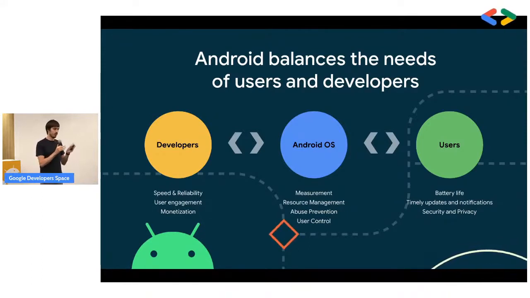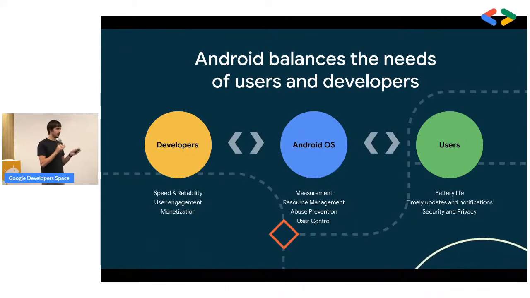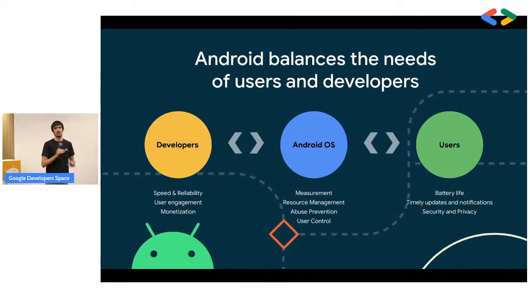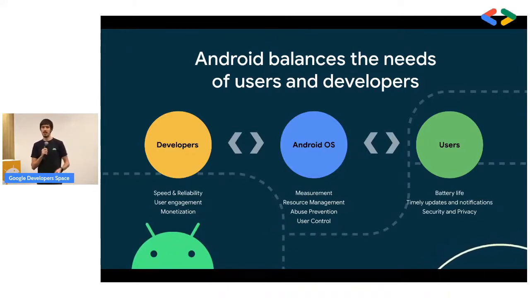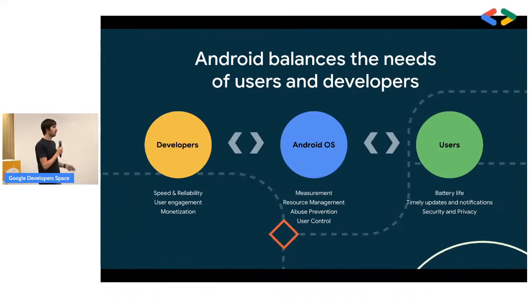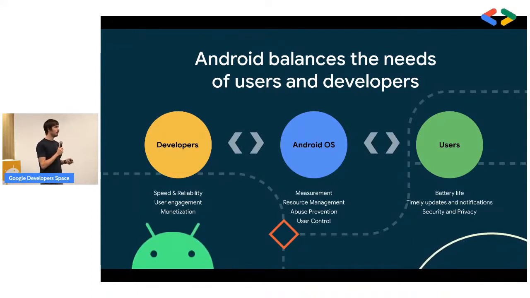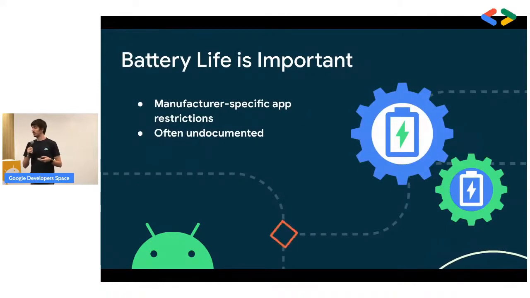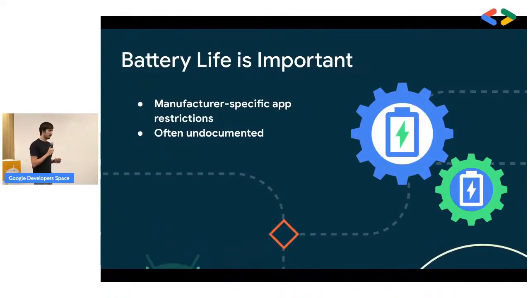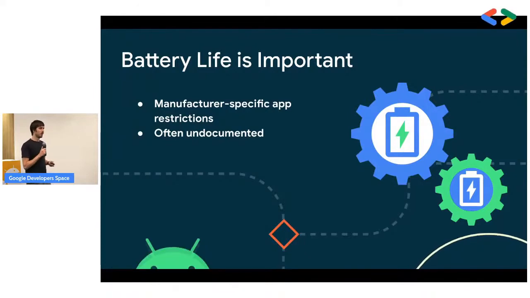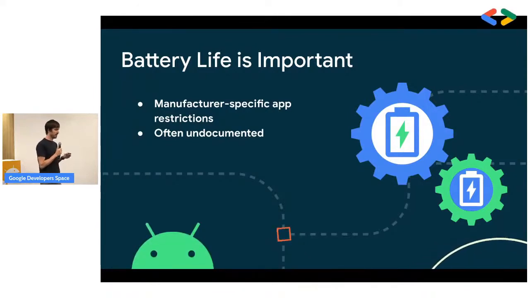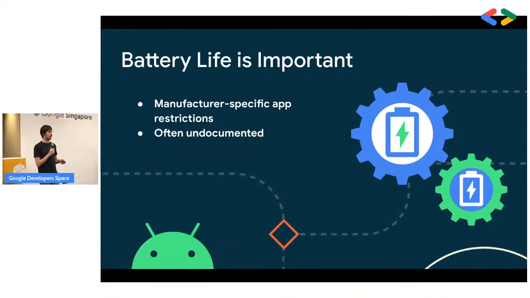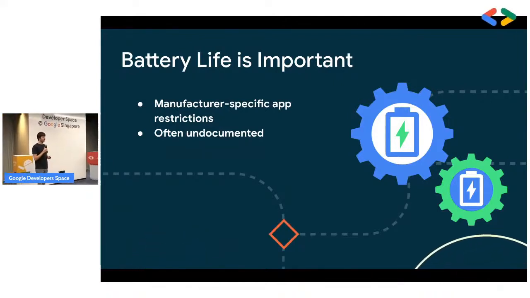So the Android OS falls in the middle and tries to balance the developer experience, but also the user experience. In the past, we have app restrictions, we have app limitations on how you can use the CPU in the background of the app. What happens as well is that the manufacturers implement their own optimizations. And sometimes these are not really documented and can be a bit tricky to know how your application is going to behave in the background.